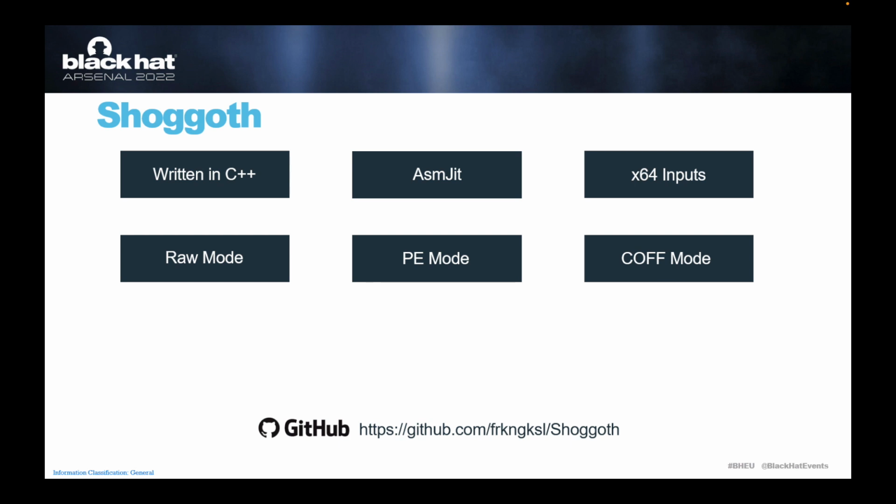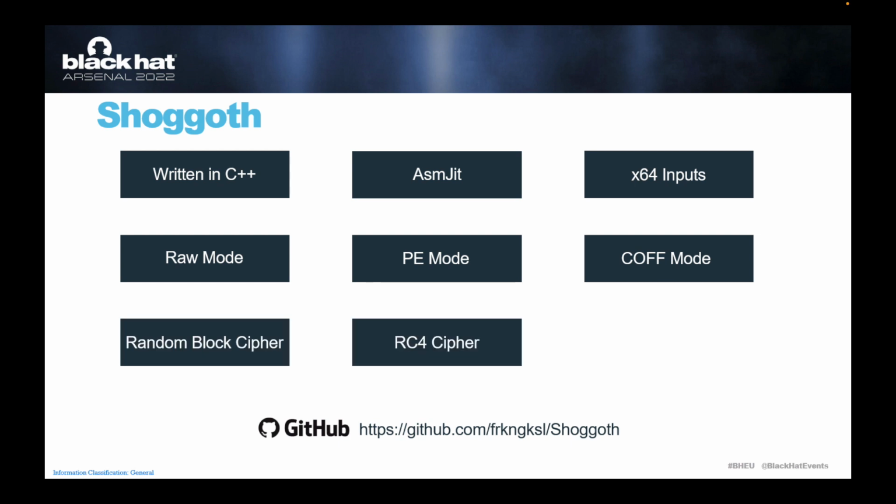The difference between them is, if you choose raw mode, it doesn't add any loader stub for your payload. However, if you choose the other 2 modes, Shoggoth appends loader stubs which were precompiled. There are 2 different types of encryption in Shoggoth, which are random block cipher and RC4 cipher. Shoggoth combines both of these encryptions by default. And lastly, Shoggoth adds different garbage instructions which don't have any side effects to increase the probability space and remove possible signatures. You can read about Shoggoth from the link below.